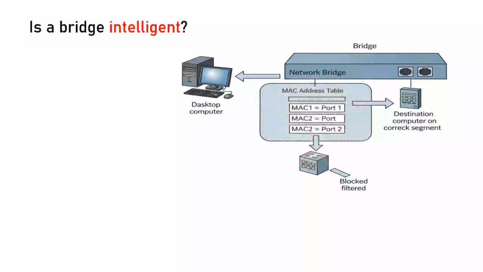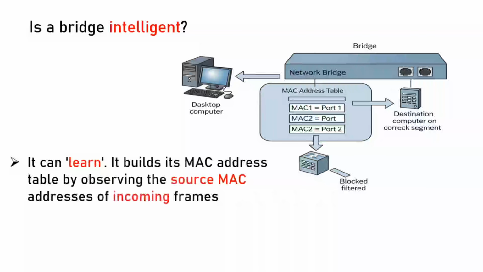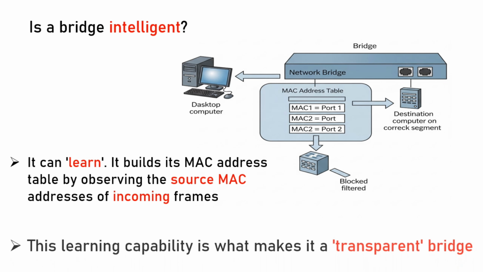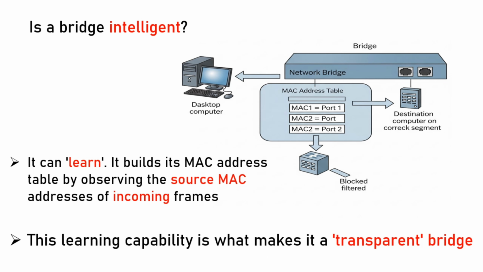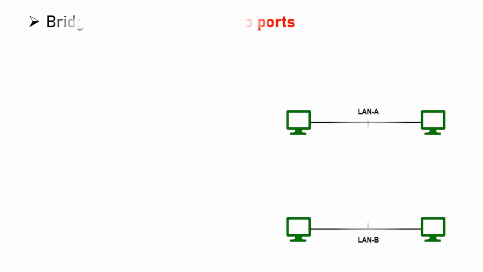Is a bridge intelligent? Absolutely, especially when compared to a hub. While not as sophisticated as a modern switch, a bridge possesses a crucial level of intelligence. It can learn. It builds its MAC address table by observing the source MAC addresses of incoming frames, so it dynamically learns which devices are connected to which port, allowing for efficient, targeted forwarding rather than blind broadcasting. This learning capability is what makes it a transparent bridge. Devices on the network don't even know it's there, as it simply forwards traffic intelligently.